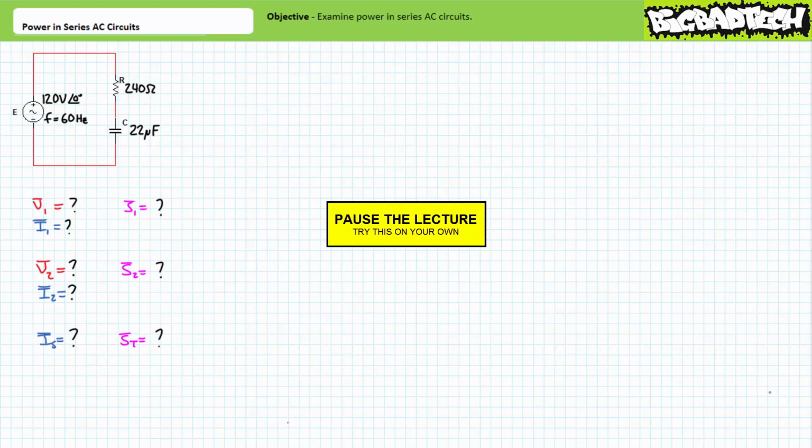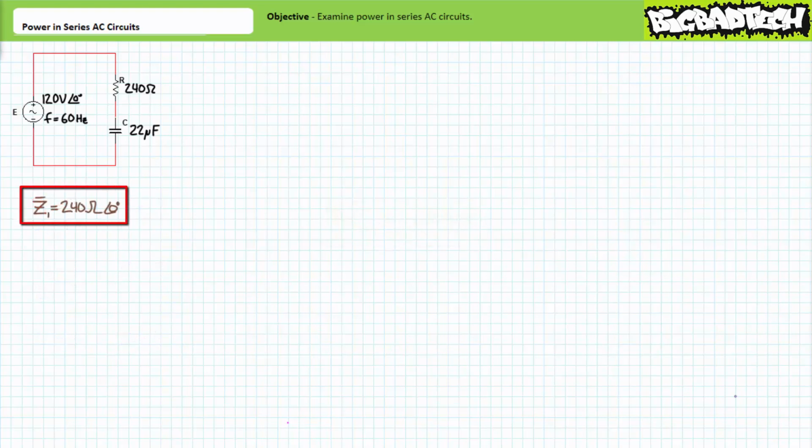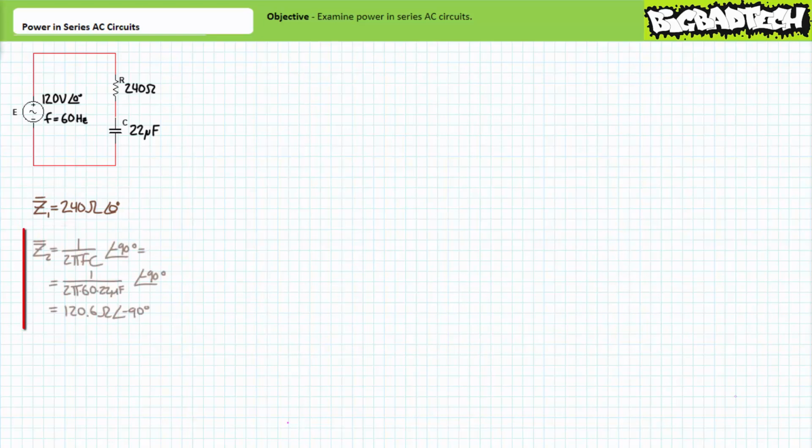By all means, pause the lecture and try stage 1 on your own. If you're tracking, you should have obtained the following results. The complex impedance of the 240 ohm resistor is 240 ohms at an angle of 0. Let's call this impedance Z1. The complex impedance of the 22 microfarad capacitor at an excitation frequency of 60 Hz is approximately 120.6 ohms at an angle of negative 90 degrees. Let's call this impedance Z2.